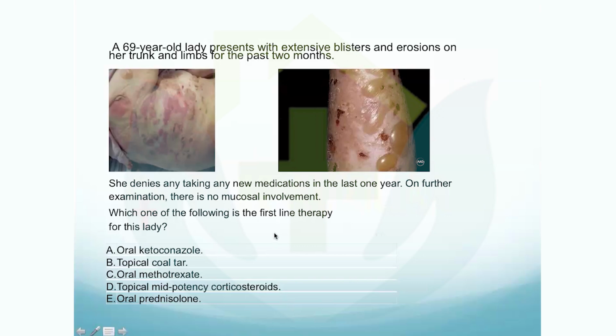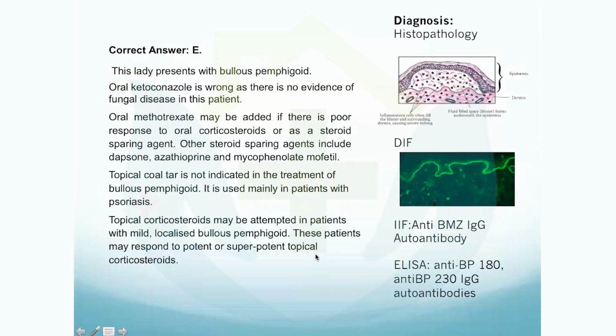So first line therapy: oral ketoconazole is an antifungal. There's no role for antifungals. Coal tar is usually used for psoriasis, as we just learned. Oral methotrexate we may use in refractory patients. Mild potency and mid potency steroids again will be unable to manage this degree of disease. Oral prednisolone, of course, is the answer for management of bullous pemphigoid.